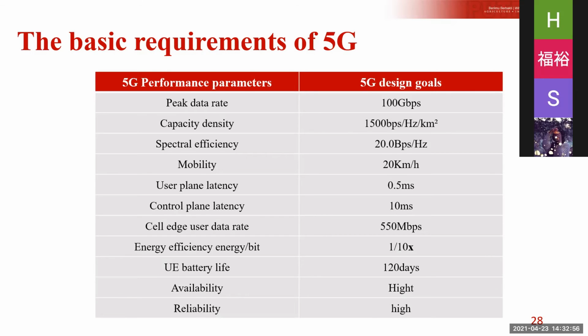This is the data of the base requirement of the 5G. Like the peak data rate we will set at 100 kbps, and the capacity and density is 1,500 bps/hertz/kilometers, and so on. And we also want to set the user plane latency at 0.5 ms, and the control plane latency at 10 ms. We also set the stability and the reliability to be very high.